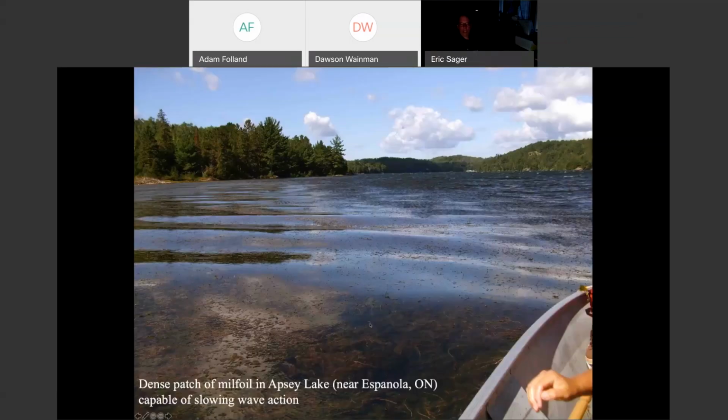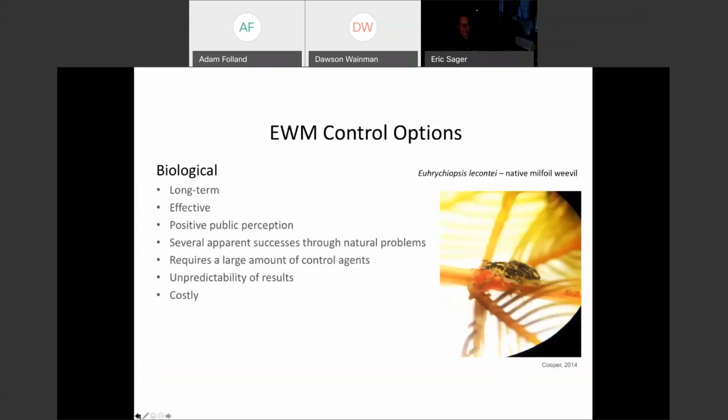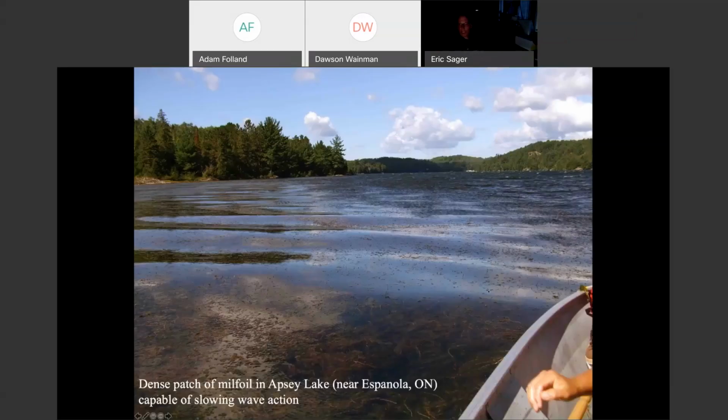And that's that classic Eurasian milfoil floating mat which forms on a lake. This is up near Espanola, Apsey Lake. Performing a service, you could argue, in terms of reducing shoreline erosion from disrupting wave activity and so forth, in response to all the wake boats that are on this lake. But, you know, hard to swim in, right? And wasn't there historically. I mean, that's the other one you'll hear. It was never here. It's this new thing.